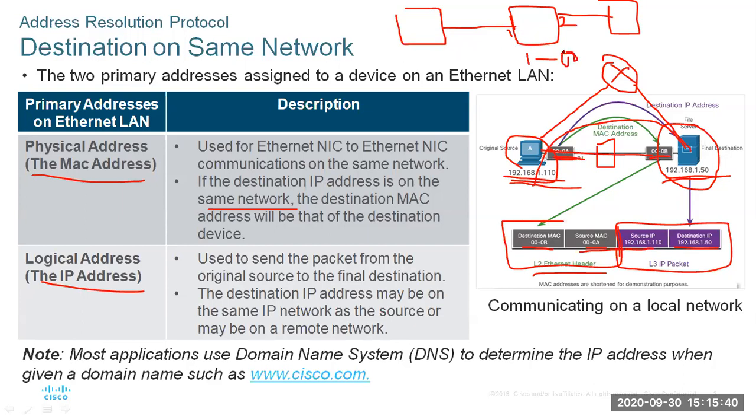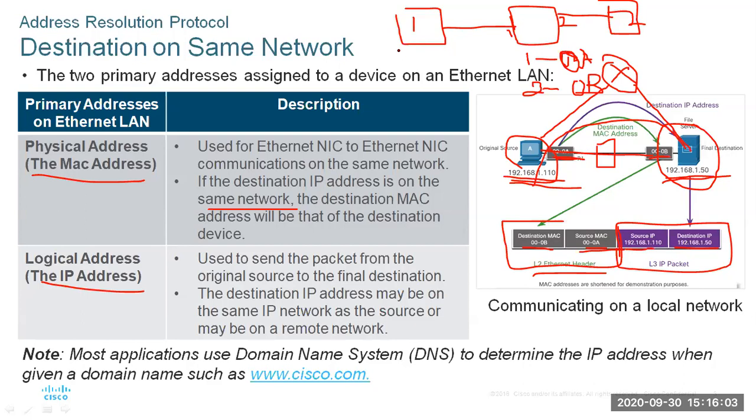Let's just say 0A, for instance, 0A. Okay, and then for port 2, it will have the MAC address, let's say 0B. Okay, so this is PC1, this is PC2. PC1 is on port 1, PC2 is on port 2.